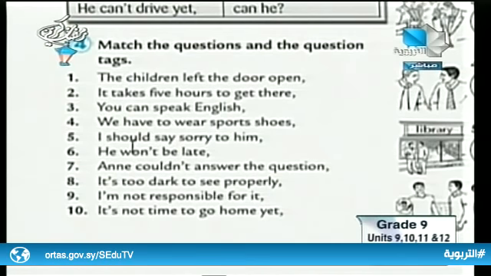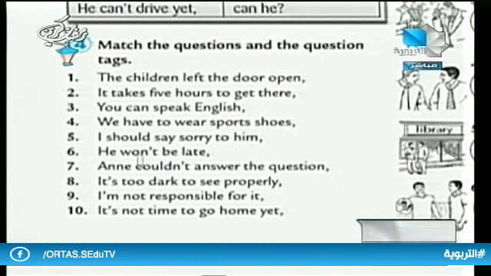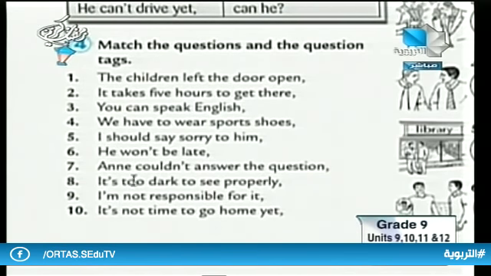I should say sorry to him. Shouldn't I? He won't be late. Will he? She couldn't answer the question. Could she? It's too dark to see properly. Isn't it? I'm not responsible for it. Am I? It's not time to go home yet. Is it? Good. Very nice.